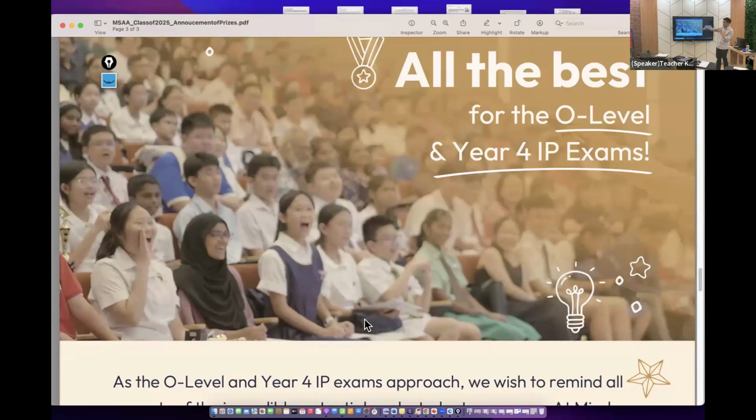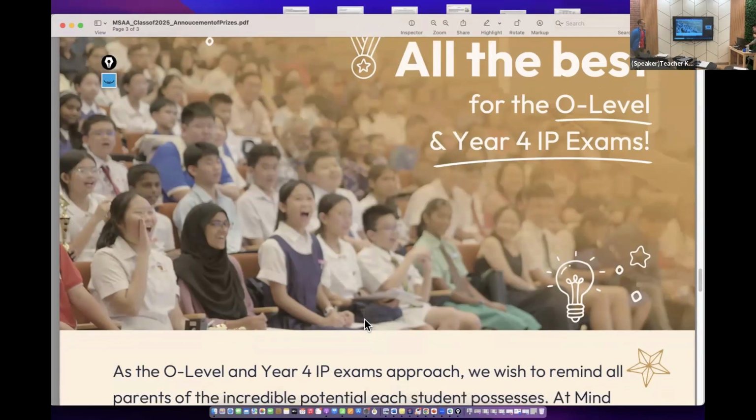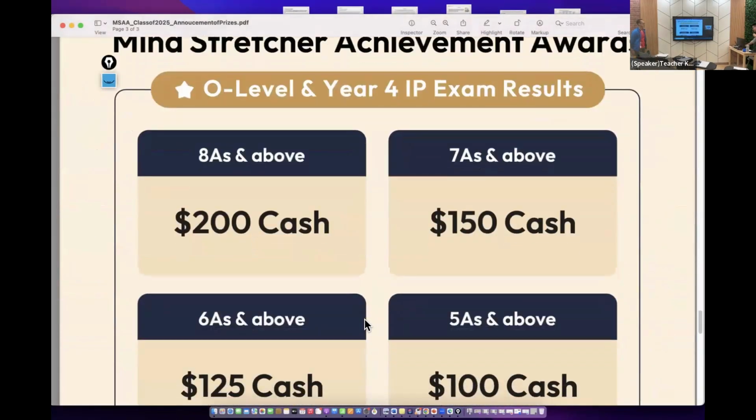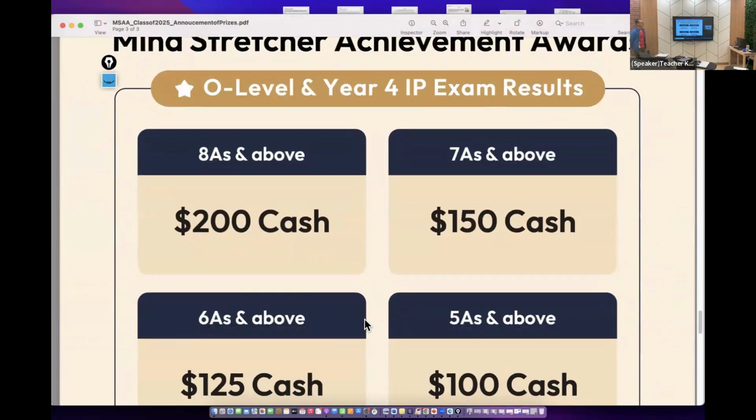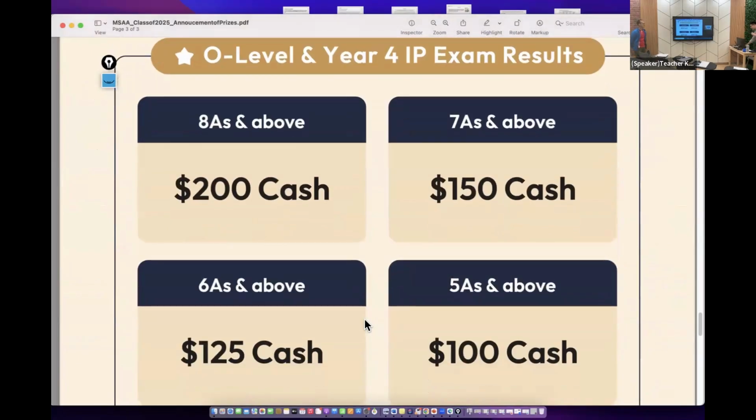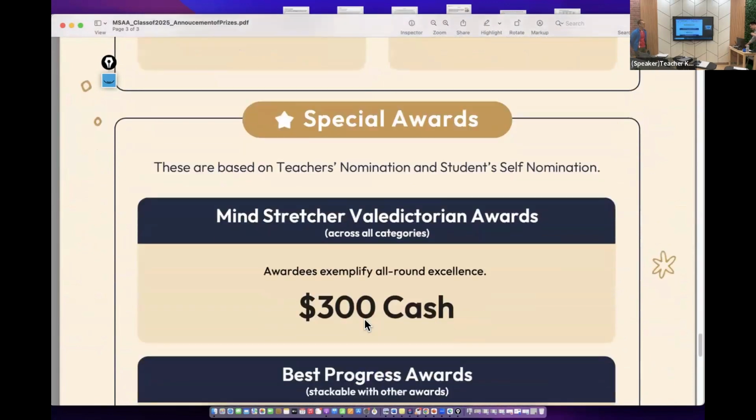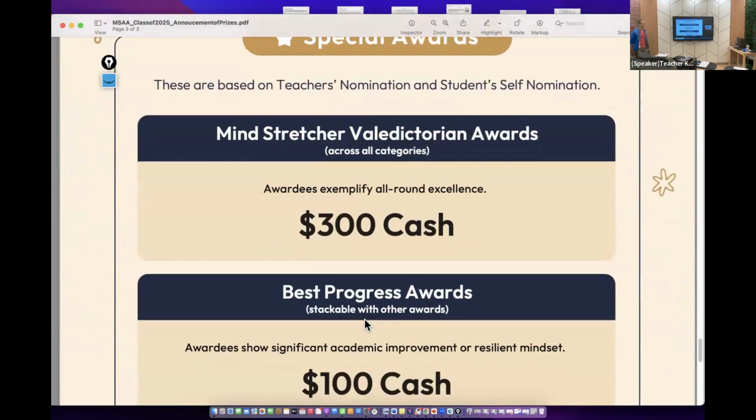So every year, actually, we have this thing called the MindStretcher Academic Achievement Awards. And after your results are released at the start of the year, you can also nominate and submit your results to us for the MindStretcher students. And depending on the results, essentially what we do is that we recognize the achievements of all our students, right? And then there will be prizes given, and it's beyond just academics, because we also recognize that for all our students, it's beyond just performance in academics.